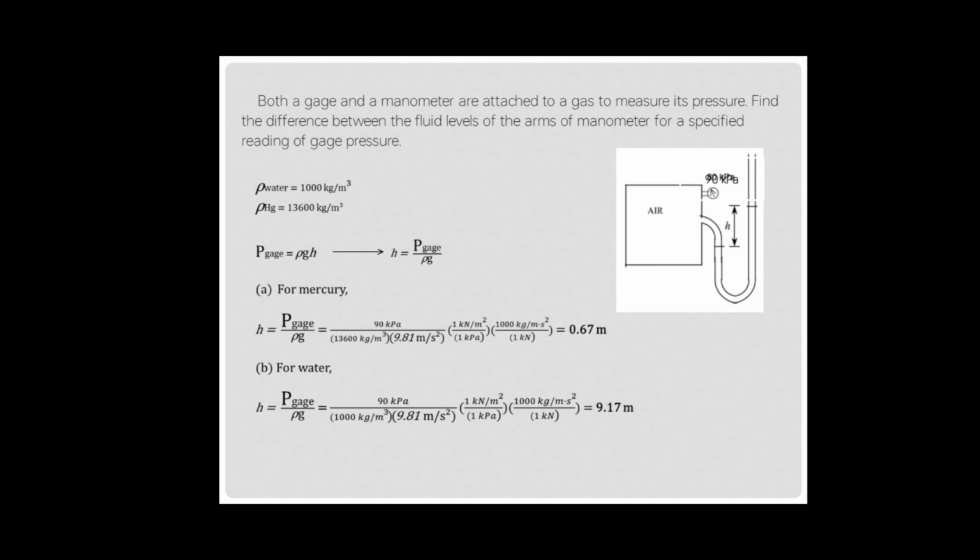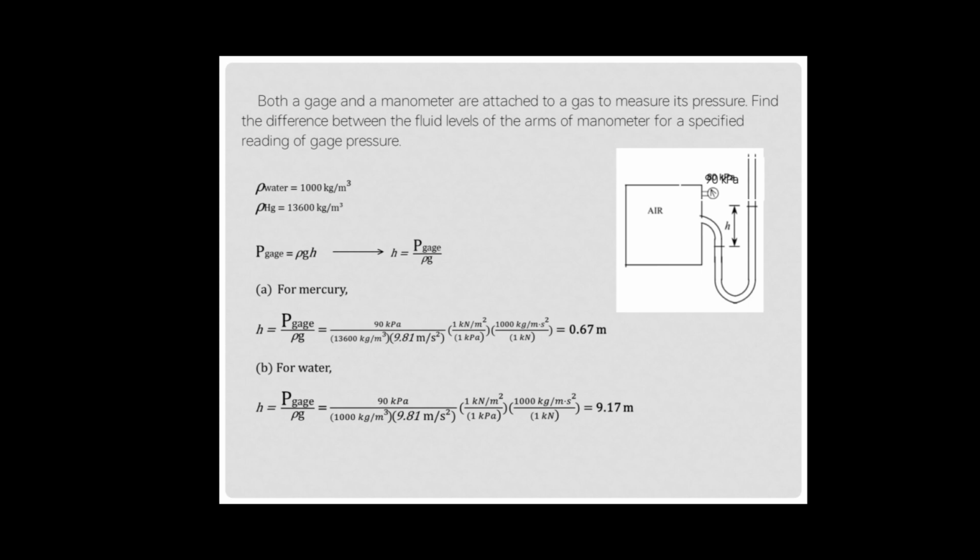Now for water, same process. H is equal to gauge pressure over the density times gravity, equals 90 kilopascal over 1000 kilogram per cubic meter. This is the density of water, times the gravity, 9.81 meter per second squared.